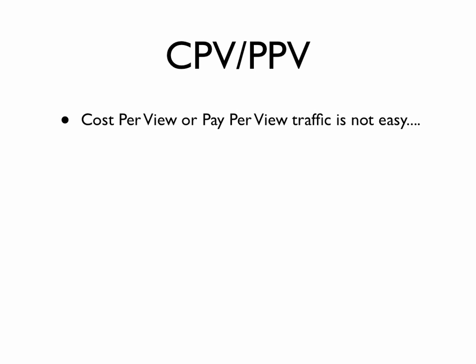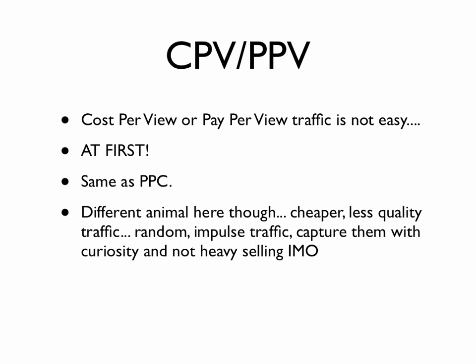Okay. The other way to get traffic is what we call cost per view traffic. Some people call it pay-per-view traffic. But cost per view or pay-per-view traffic is not easy at first. It's the same as pay-per-click. It's a completely different animal, in my opinion, though. It's cheaper. It's less quality traffic. It's kind of crap traffic, if you want to call it that.